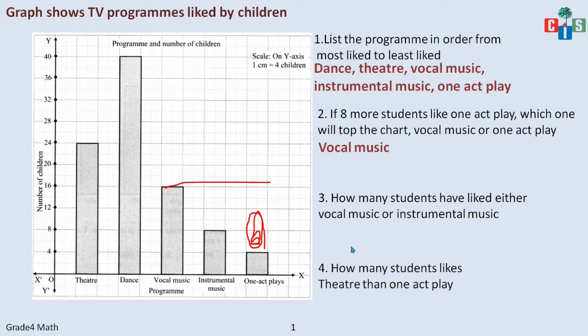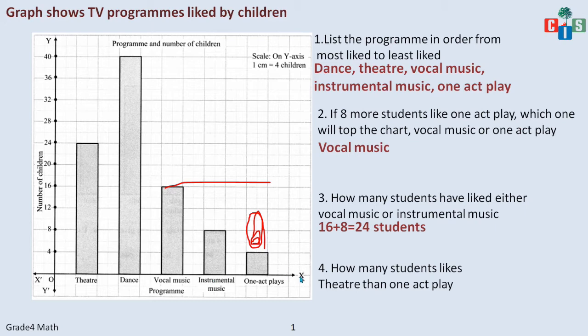Fine. How many students have liked either vocal music or instrumental music? So what I am going to do is add both. That is 16 for the vocal music, and for instrumental we have 8. So 16 plus 8, in all 24 students have liked either vocal music or instrumental music.